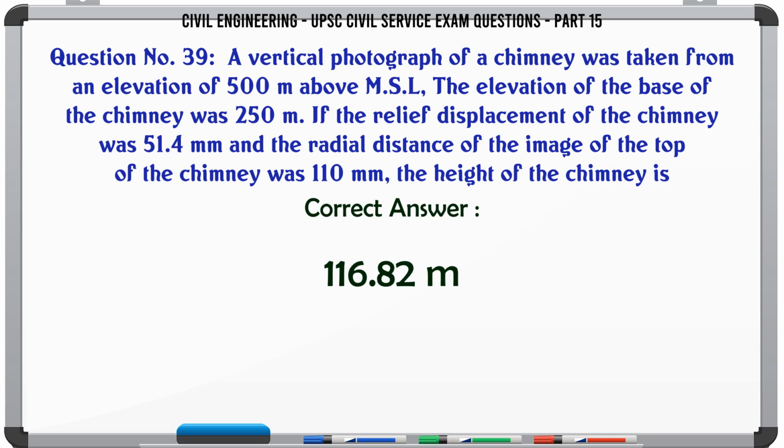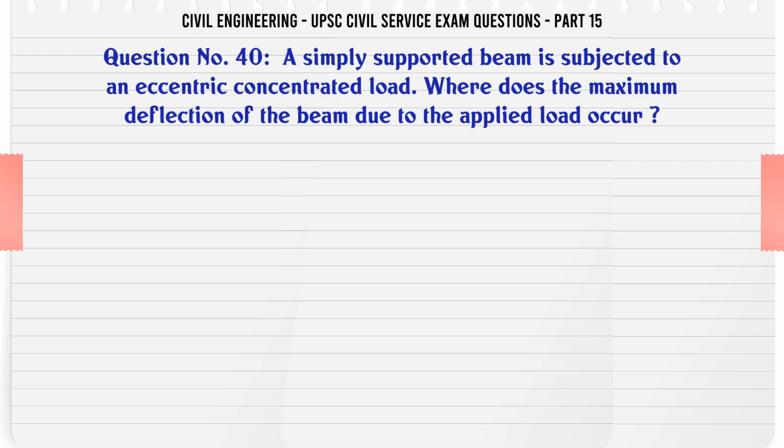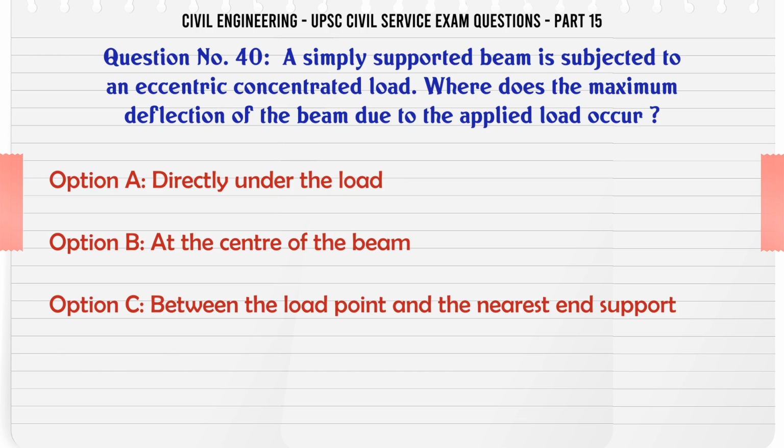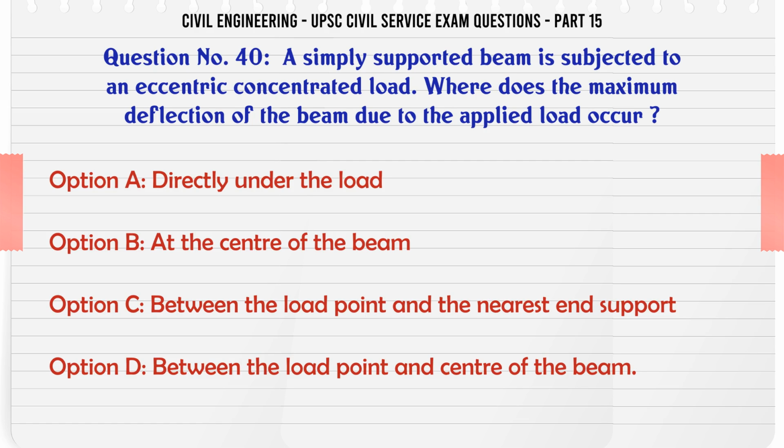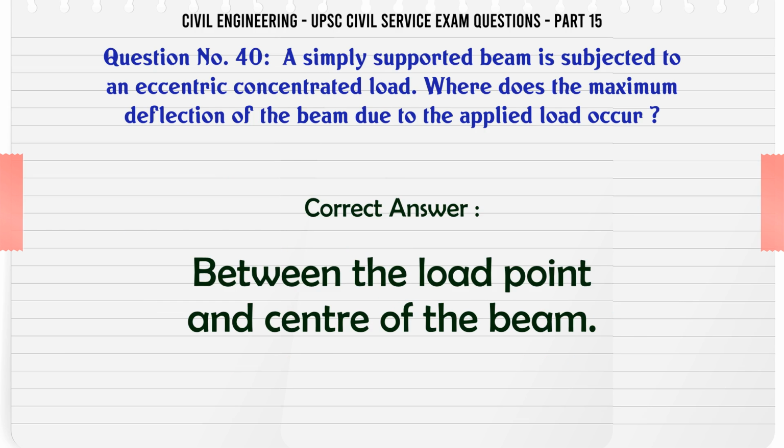116.82 m. A simply supported beam is subjected to an eccentric concentrated load. Where does the maximum deflection of the beam due to the applied load occur? A. Directly under the load. B. At the center of the beam. C. Between the load point and the nearest end support. D. Between the load point and center of the beam. The correct answer is between the load point and center of the beam.